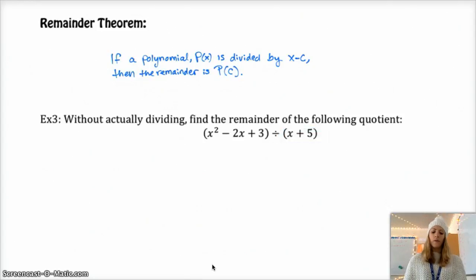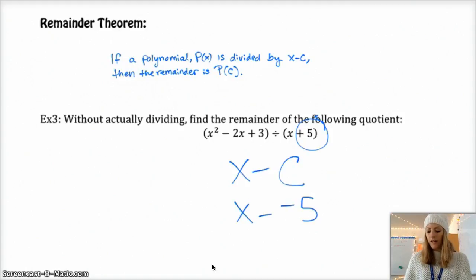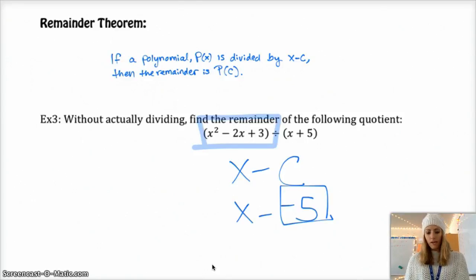So I'm going to use the remainder theorem, and the remainder theorem says that the remainder is going to be the number when I take c. In this case, x minus c is x minus -5, so c is -5, right? Because it's x plus 5 there. So if I take -5 and plug it into the original polynomial, x squared minus 2x plus 3, I'm going to get the remainder.